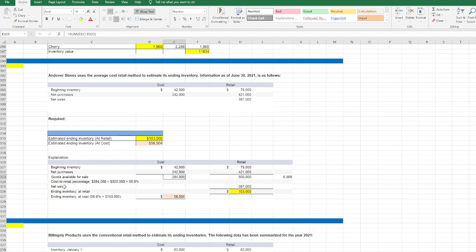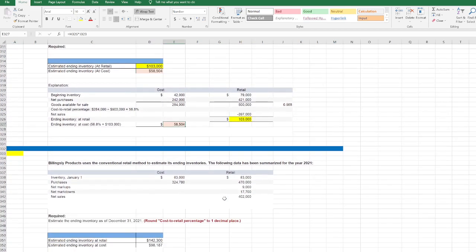So we need to know the cost to retail percentage. We take the 284 divided by the 500,000, and we get 56.8%. Then we're going to subtract out our net sales, and that gives me ending inventory at retail of 103,000. And then at cost, I'm going to take 103,000 times 56.8% to get 58,504. All right? So we're going to do that a couple more times, just looking for different things.